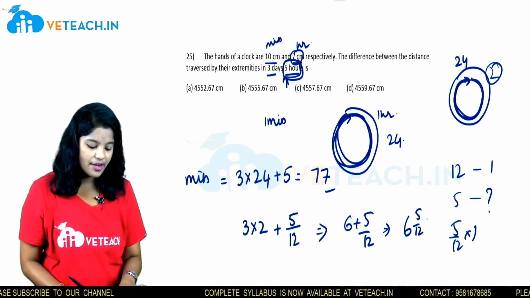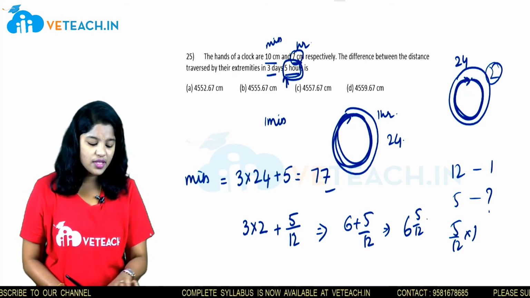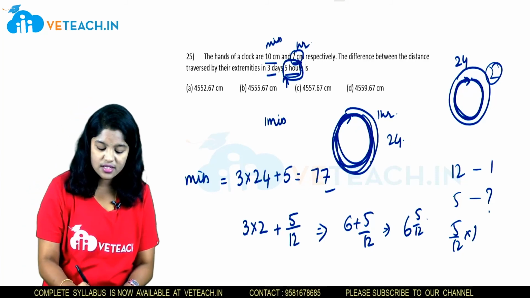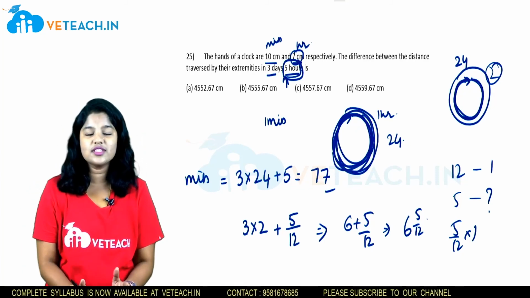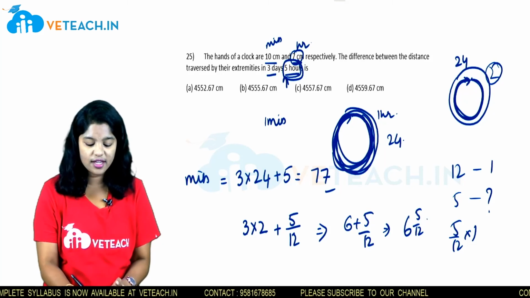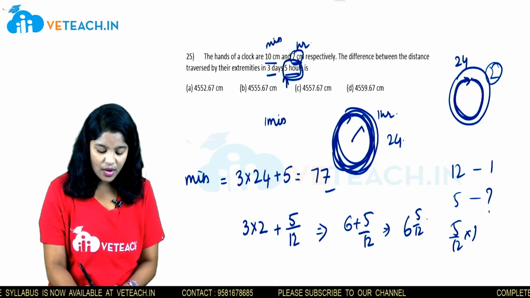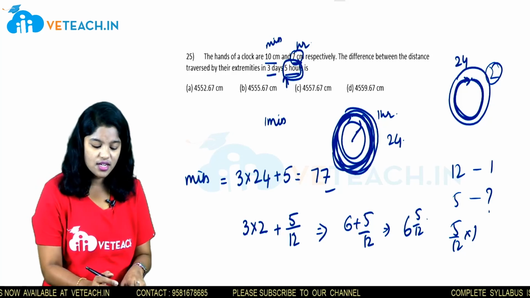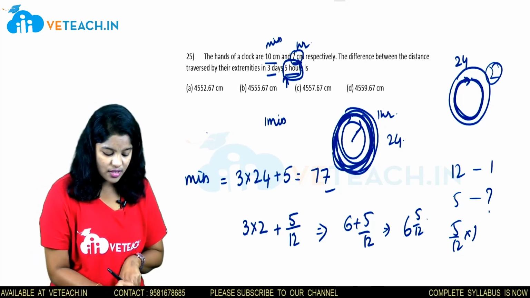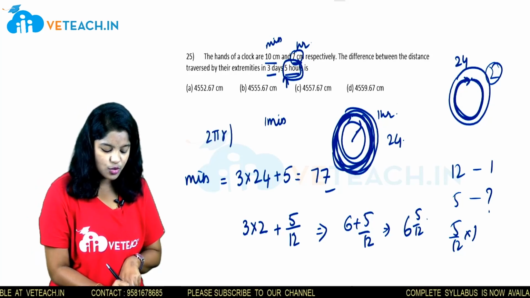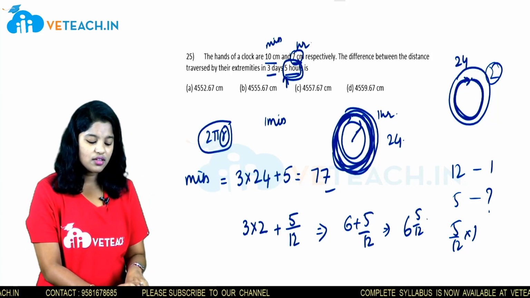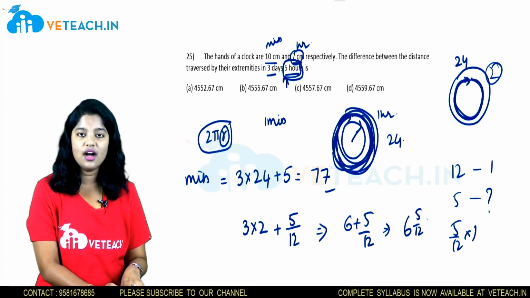Now we have to find the difference between the distance traversed by the extremities. Distance covered is in the form of a circle. All clocks are in the form of a circle, so the minute hand or the hour hand will traverse only the circle distance. Now the formula of circumference is 2 pi r. Here r is the length of the hands, that is the minute hand and the hour hand.